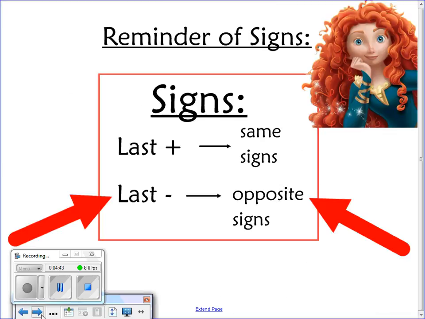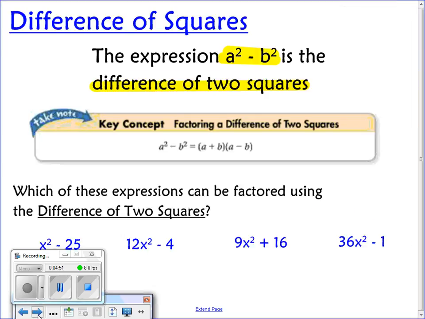Again, remember your signs: that last one has to be negative for this to actually factor, so we're going to have opposite signs. And this is the textbook definition, just so you're used to seeing it: a squared minus b squared. You have 2 perfect squares with subtraction in between, and you're just taking the square root.